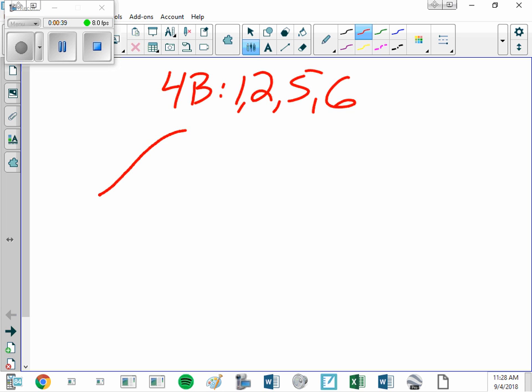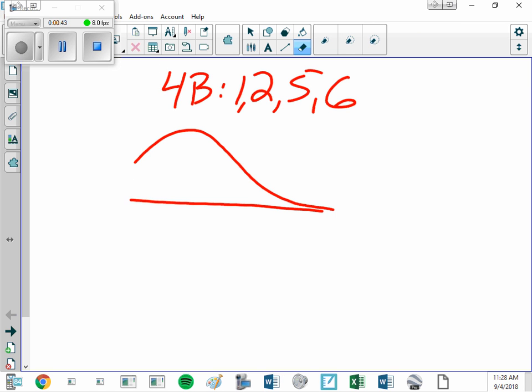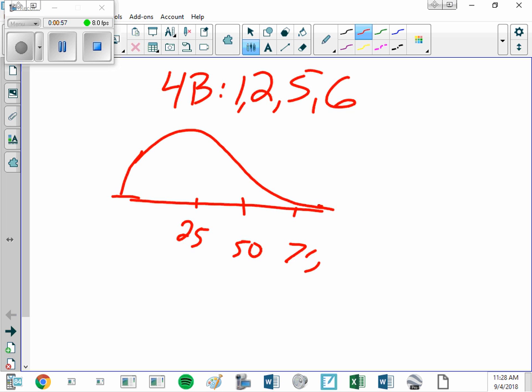So it kind of looks like this. Yeah, I didn't do that very well. Okay, it looks like that. And we have 25, 50. I'm not very good at drawing these, huh? 75 and 100.